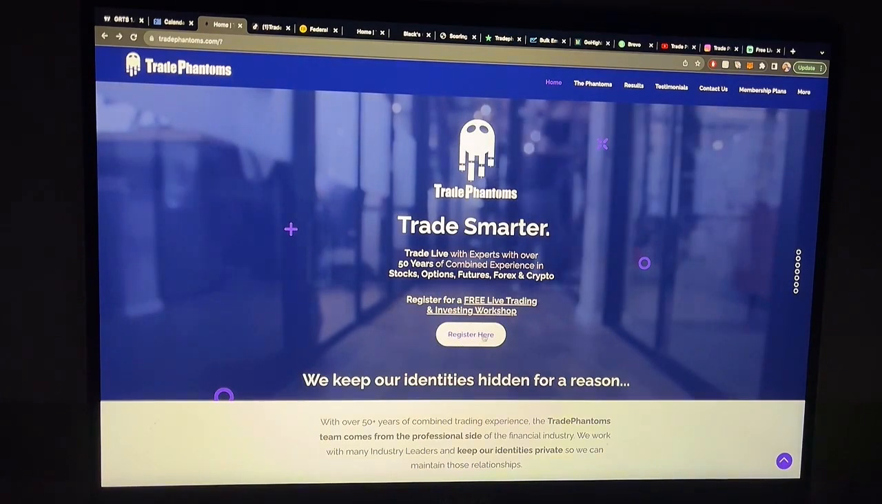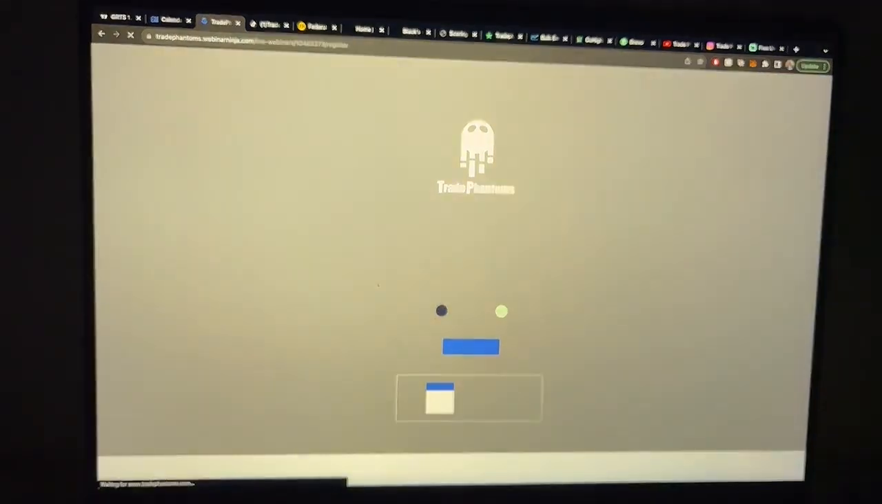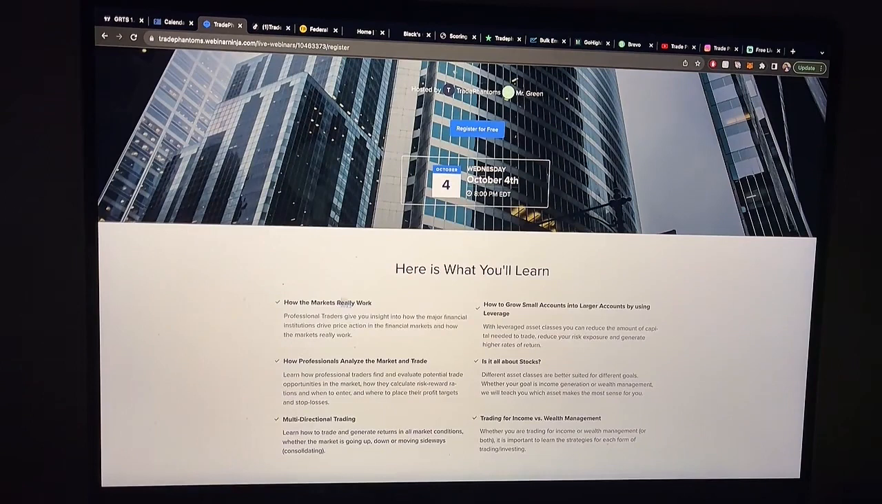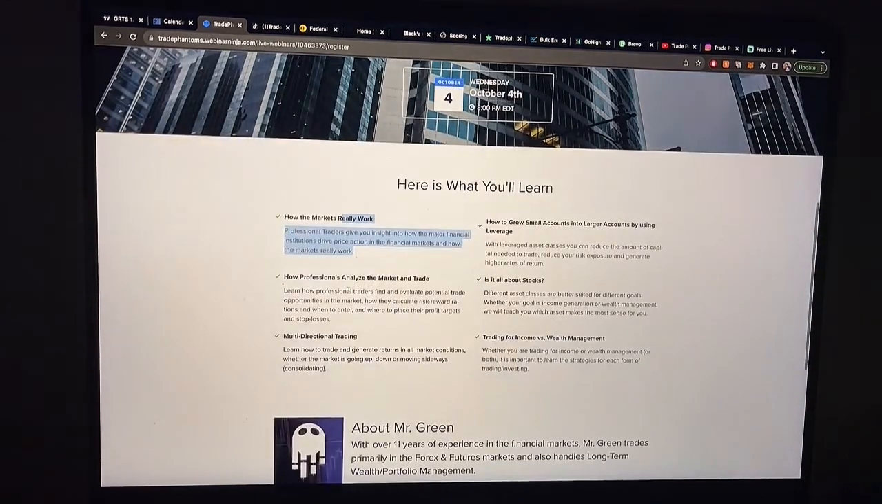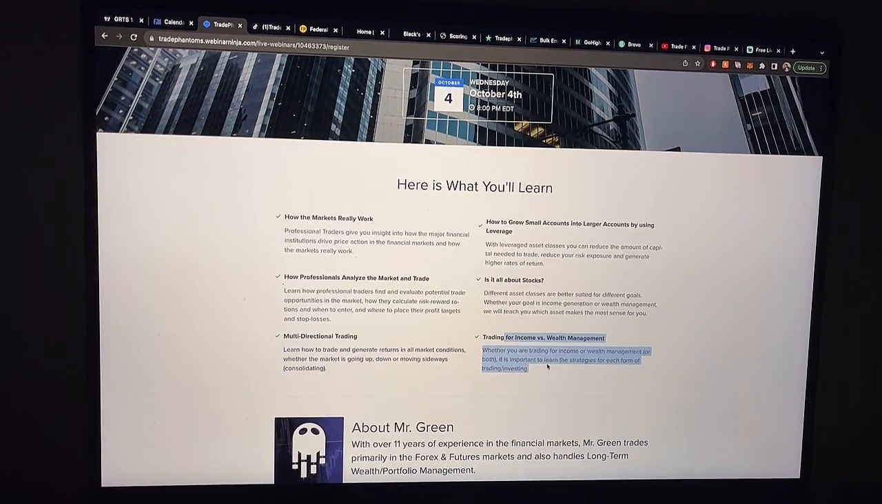And in that workshop, we'll do a deeper dive on all this stuff, guys. We'll talk about how the markets really work, how we're identifying where bank institutions are buying and selling so we can buy and sell together with them, how to trade in all directions, how to use leverage properly so you can reduce your capital, reduce your risk, and generate higher rates of return, the difference between all the different asset classes, stocks, options, futures, forex, crypto, and what they're best suited for, and trading for income versus wealth management. So you'll learn a lot more about how the markets work and how professionals actually trade and analyze in the market.